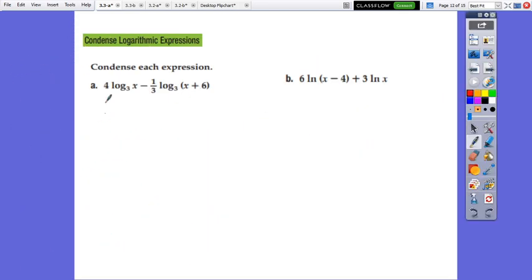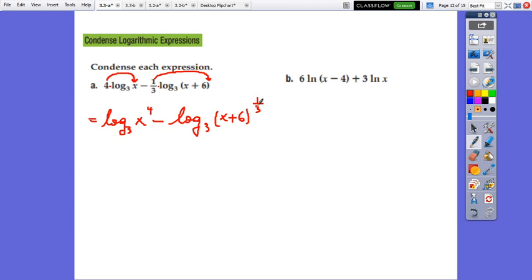Condense each expression. When we have to condense, we have to reverse the steps. So I see factor 4 in front of the log. I know that the factor came from the exponent and I move it back. I see a factor in front of the log, so the exponent goes back in place. It will be log base 3 of x to 4 minus log base 3 of x plus 6 all to exponent 1 over 3.